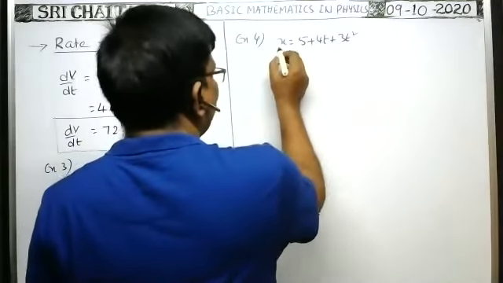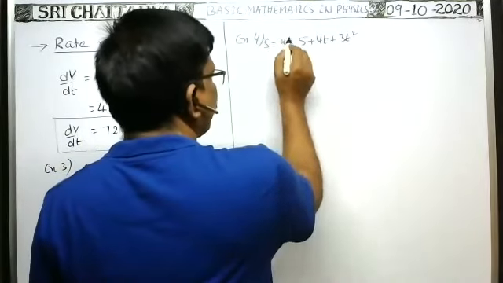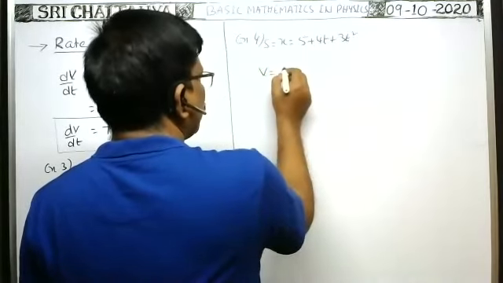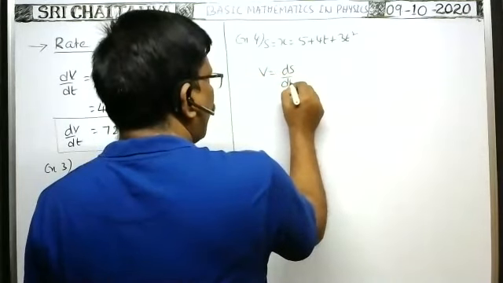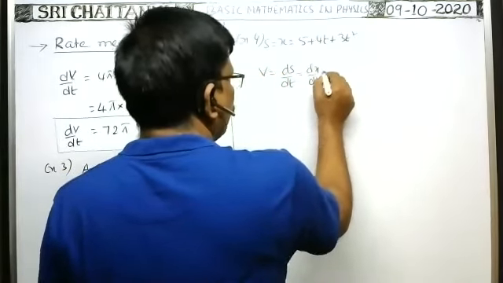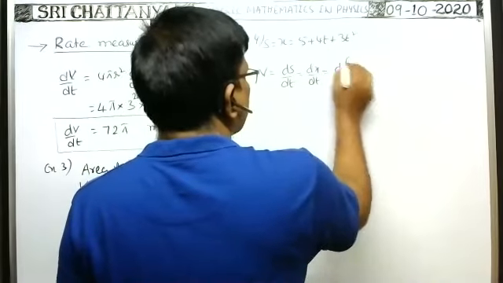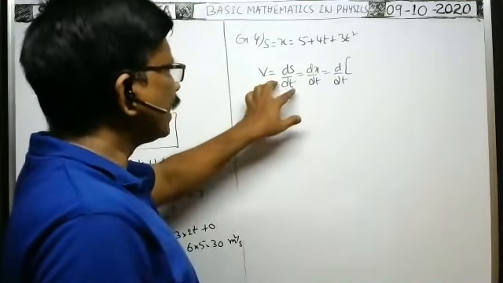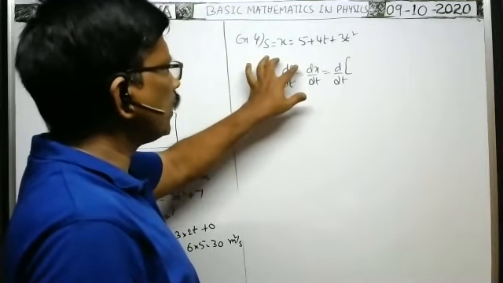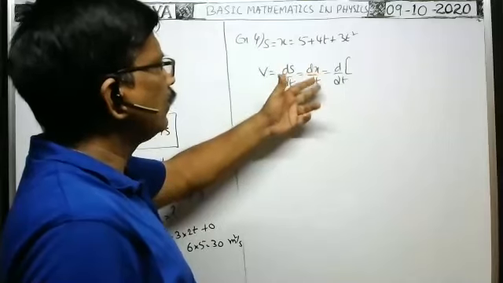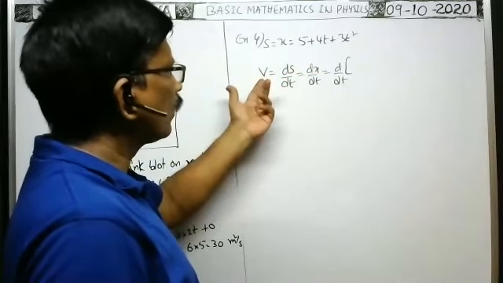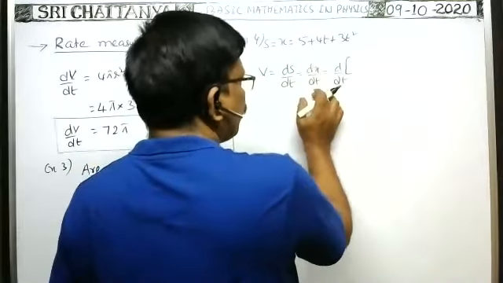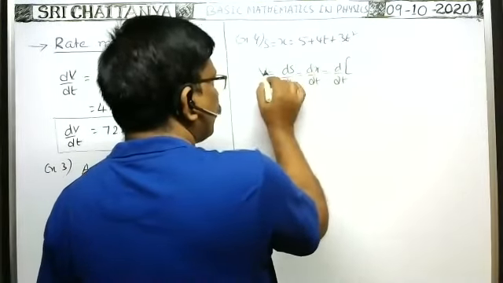Here, first of all, displacement is given. Displacement s is equal to x. To find the velocity, velocity is the rate of change of displacement, ds by dt or dx by dt. Suppose the displacement of the body in a small interval of time dt is dx, then dx by dt is the velocity. So dx by dt means differentiation of x with respect to time, that gives the velocity.